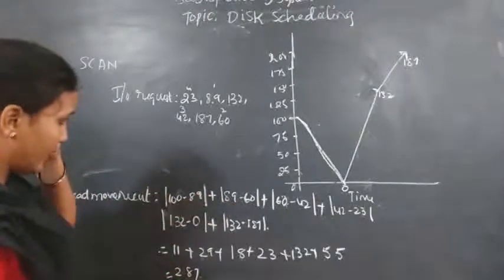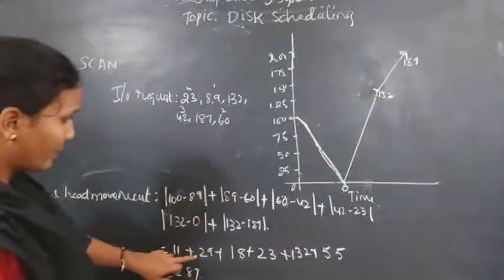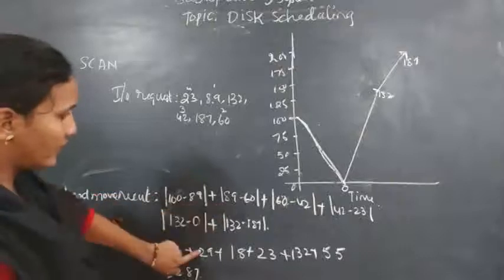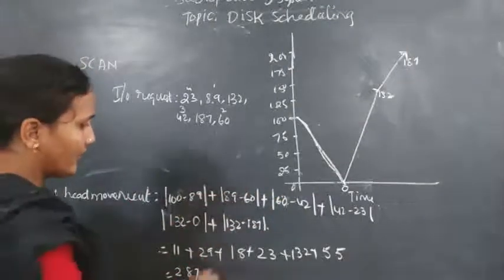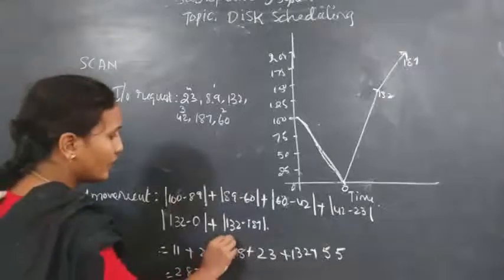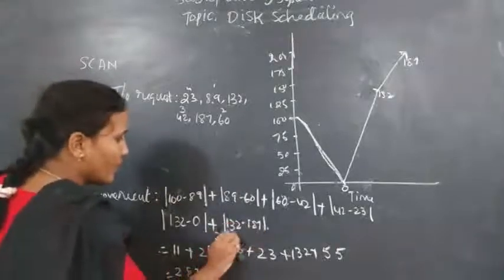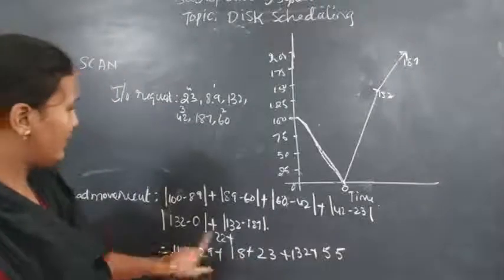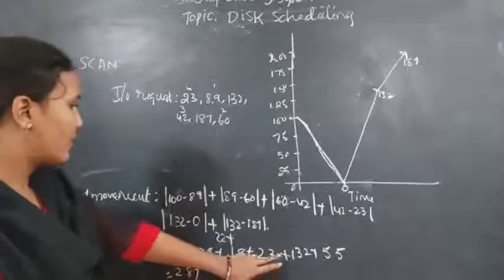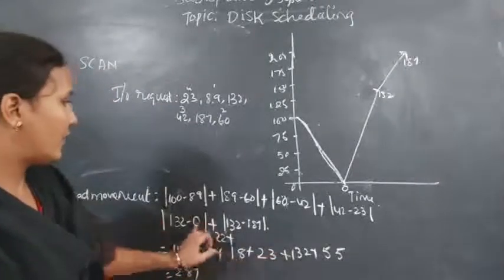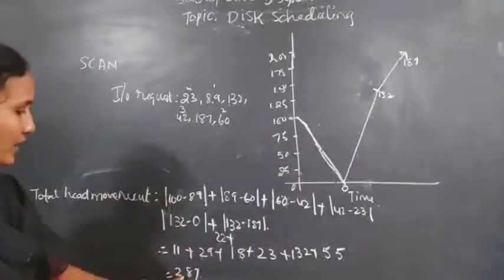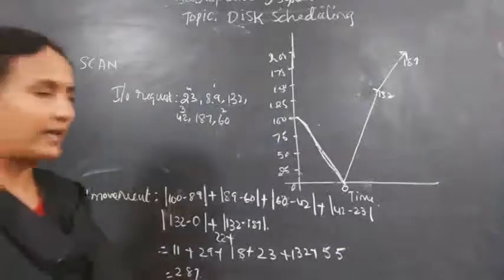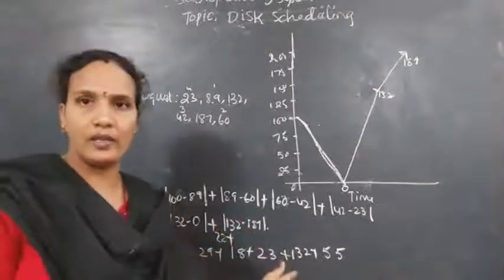100 minus 89, 11. Once you get 29, 60 minus 42, it's 22, plus 18. Next 132, 55. The total head movement is 287 once you calculate with the different head movements.